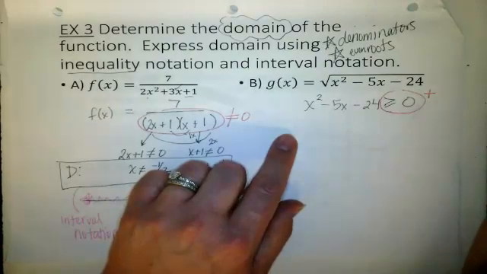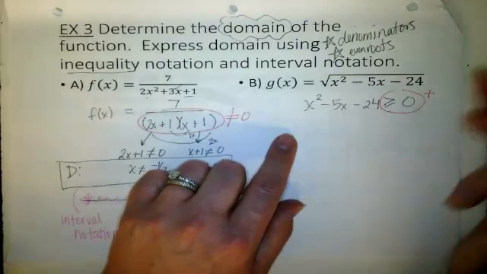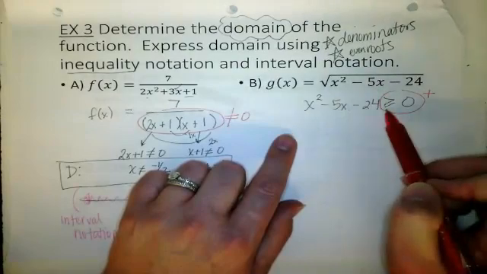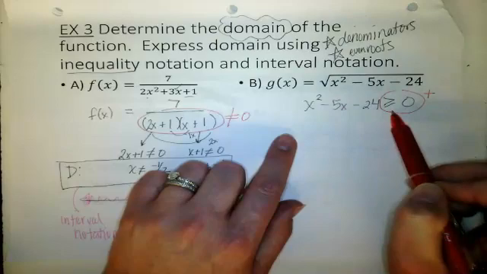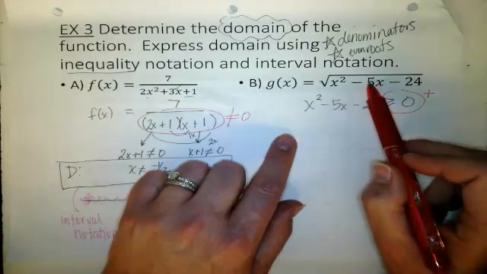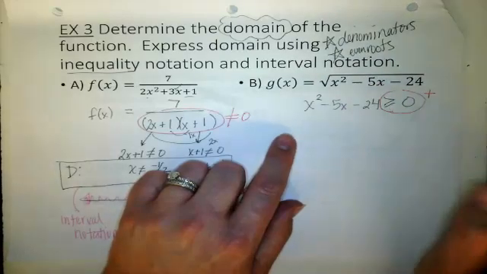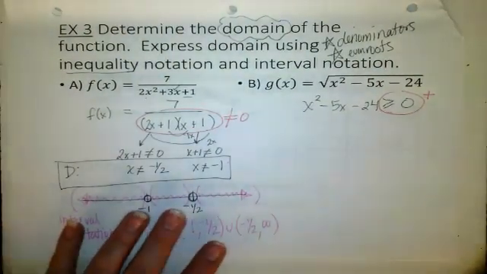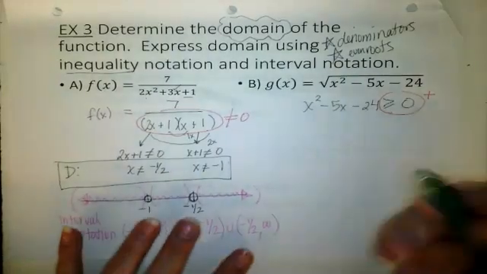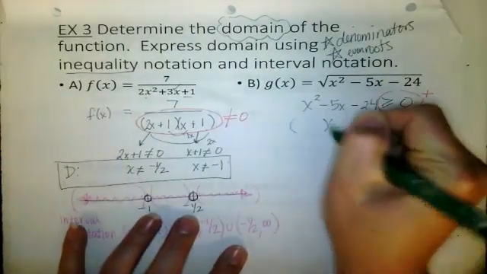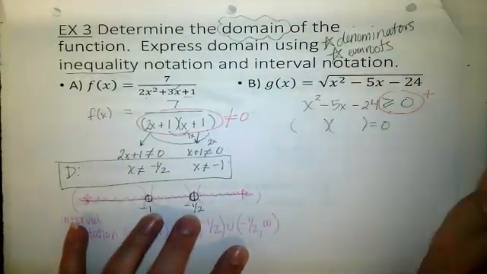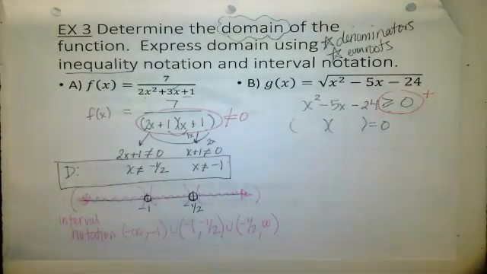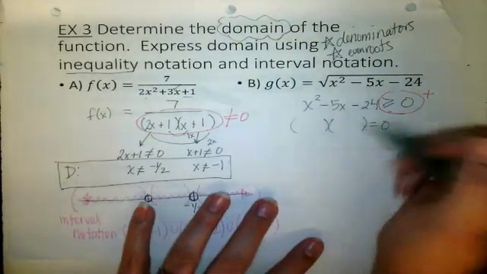Because the inside has to be, we can't have any negative numbers. So we say that the inside must be greater than or equal to 0. We can't take the square root of negatives. All right. So I'm going to go ahead and double bubble right now. The square root is always more than or equal to 0. Always. Always.